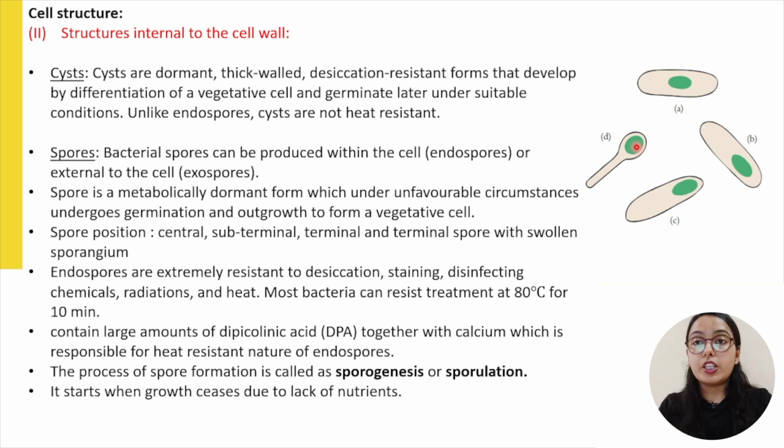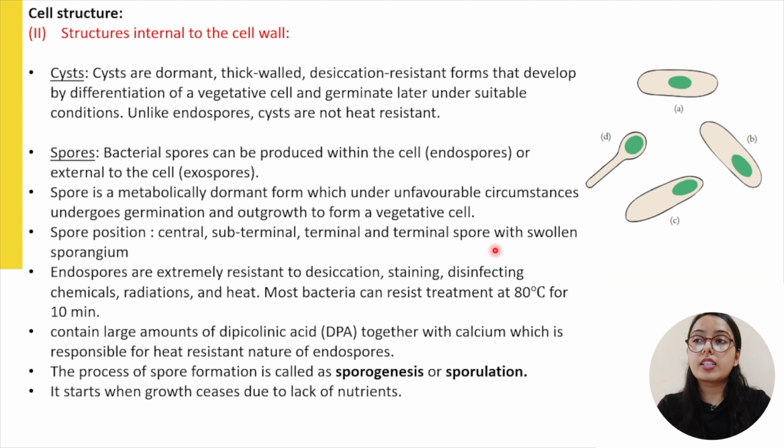And there is another condition where the spore is present at the terminal, however the sporangium is swollen. Such a spore position is a terminal spore with a swollen sporangium. Now talking about endospores, since we are talking about the structures internal to the cell wall, these endospores are particularly resistant to desiccation, even staining and disinfecting chemicals, and even radiations as well as heat.